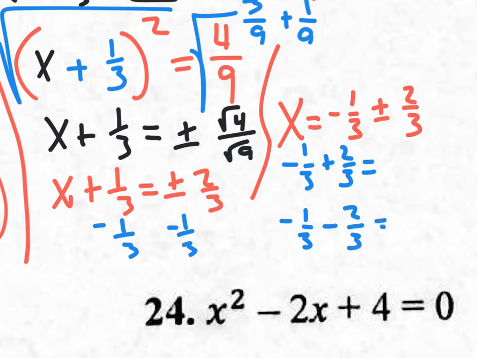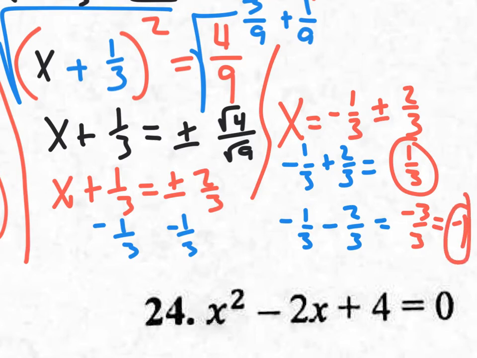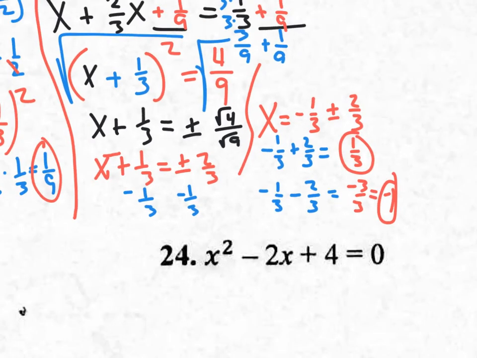So the top one, negative 1/3 plus 2/3, what's our answer there? 1/3. That's right, 1/3. And on the bottom one, you end up with negative 3/3, which is really negative 1. And that's your other answer right there. So those are the two correct answers for number 20, 1/3 and negative 1.